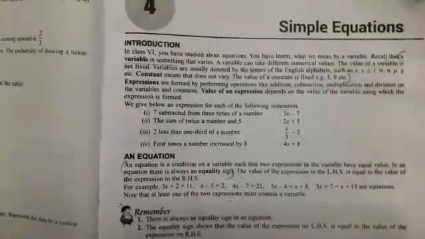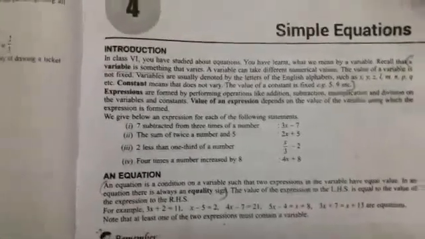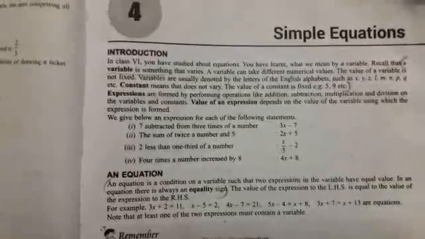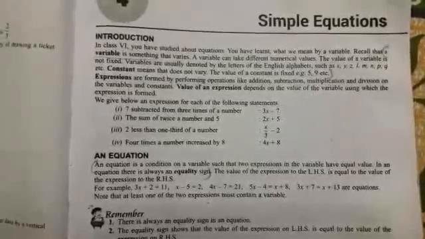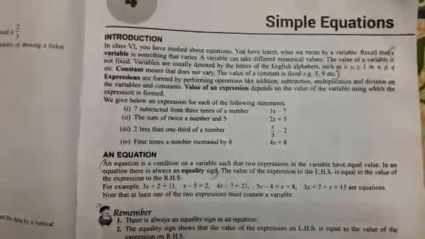Before going to do any maths, at first I shall tell you what is variable and what is constant. So what is variable? A variable is something that varies. A variable can take different numerical values. The value of a variable is not fixed. Variables are usually denoted by the letters of the English alphabet such as X, Y, Z, L, M, N, P, Q, etc. And constant means that which does not vary. The value of a constant is fixed. Examples of constants are 2, 5, 9, etc.